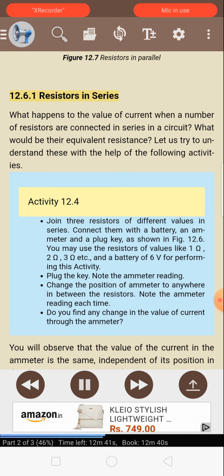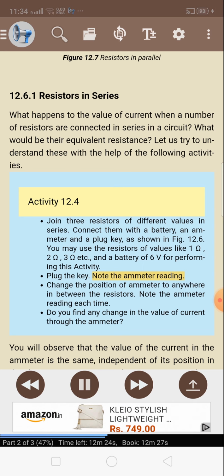12.6.1 Resistors in series. What happens to the value of current when a number of resistors are connected in series in a circuit? What would be their equivalent resistance? Let us try to understand these with the help of the following activities. Activity 12.4. Join three resistors of different values in series. Connect them with a battery, an ammeter, and a plug key, as shown in figure 12.6. You may use resistors of values like 1 ohm, 2 ohms, 3 ohms, etc., and a battery of 6 volts for performing this activity.